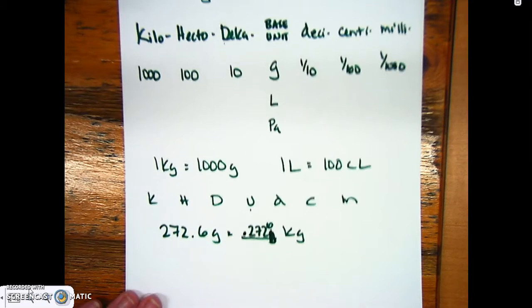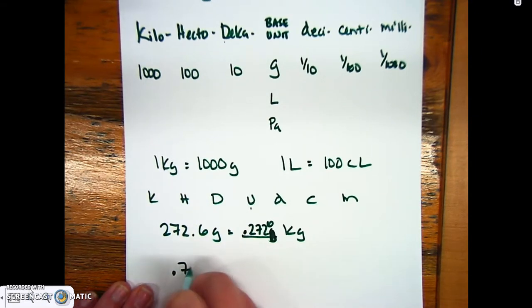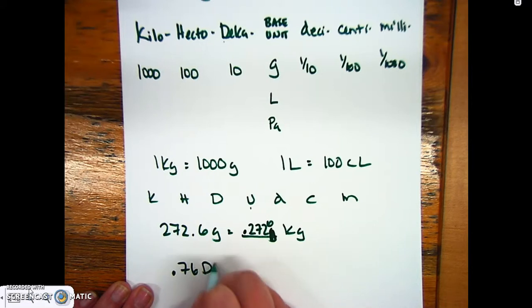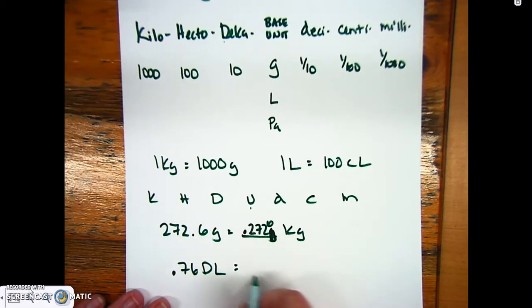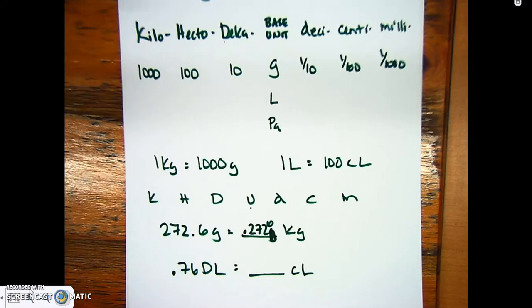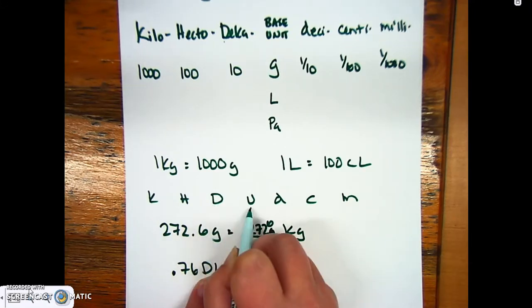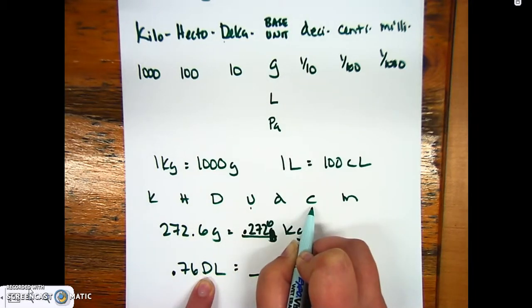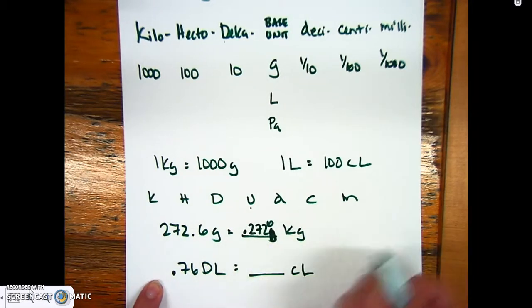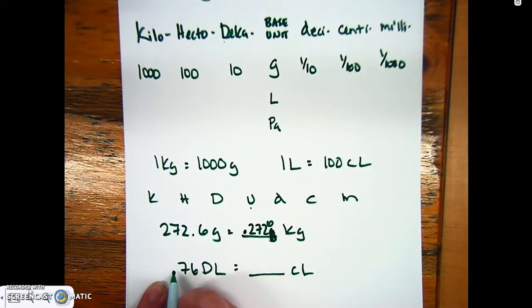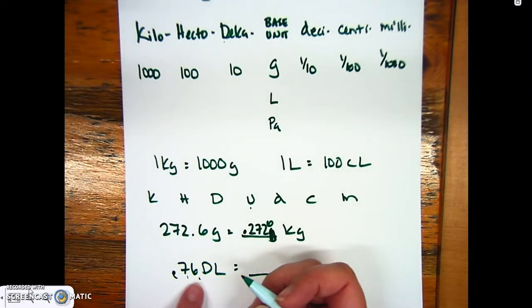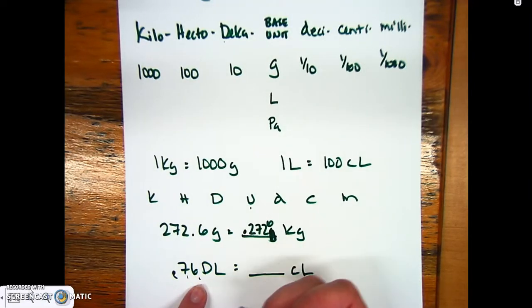All right, let's do one other one. Let's say you have 0.76 and we have decaliters. And we wanted to know how many centiliters that was. Well, we would just start on the deca, and I'm going to swoop 1, 2, 3 places to the right to get to the centi. So in order to do that here, I'm just going to take my decimal and go 1, 2, and I would do 3 swoops to the right. And anywhere where I have a swoop but there's not a number, I'm just going to fill it in with a 0. So it would be 760 centiliters.